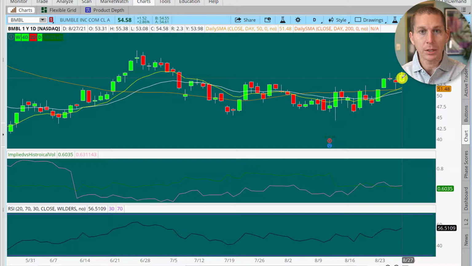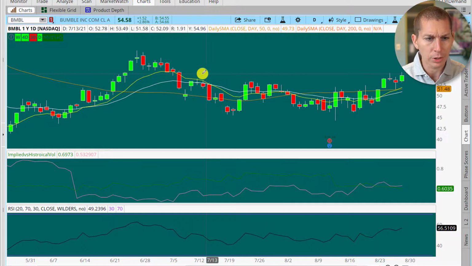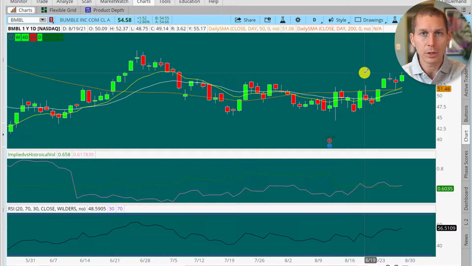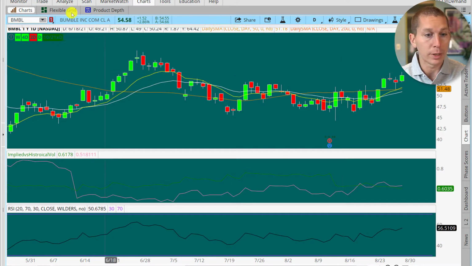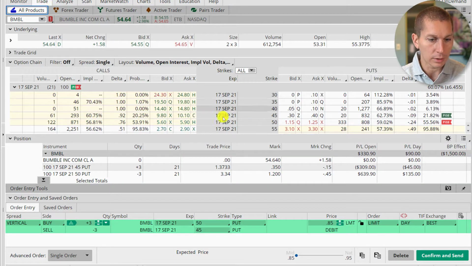So it took a couple days. It took more than a couple days, but that's how these positions pan out. They take time to work out, and now we're getting a push higher here. And we're going to manage this position here. So we had time eat away at this position, and we also have the movement as well. So let's take a look here at the trade.